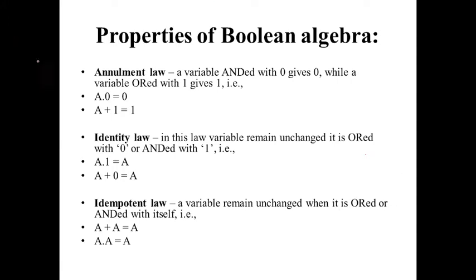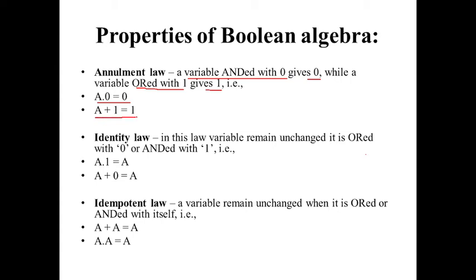So first law is the annulment law. In this annulment law, if a variable is ANDed with 0, then your output is 0. That means A AND 0 is equal to 0. Next one, when your variable is ORed with 1, then it produces output as 1. That means A OR 1 is equal to 1.